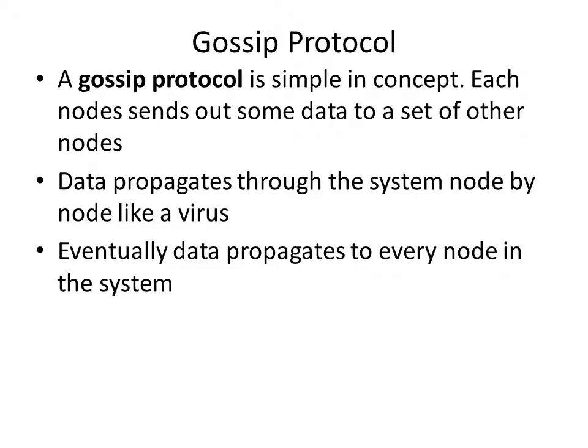A gossip protocol is simple in concept. Each node sends out some data to a set of other nodes. Data propagates through the system node by node like a virus. Eventually, data propagates to every node in the system.